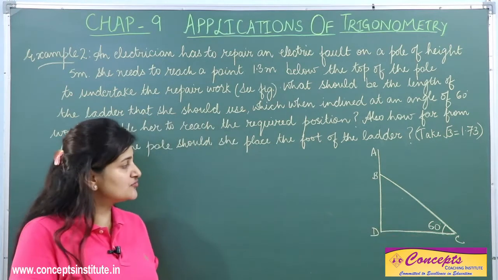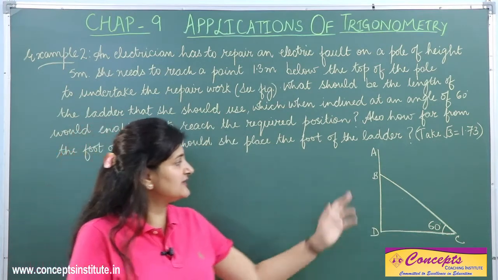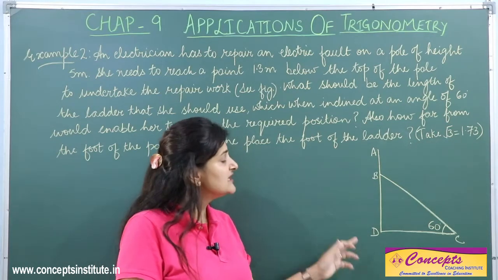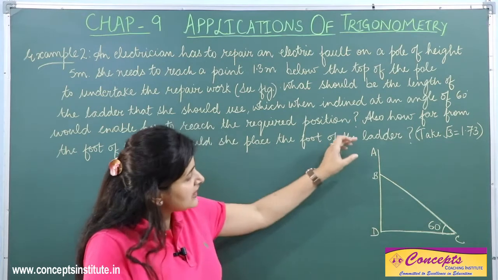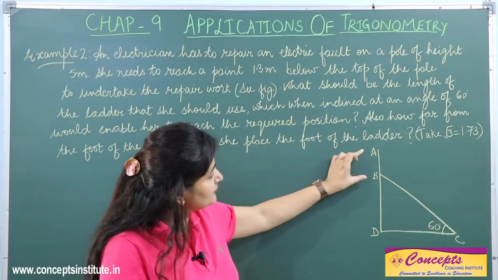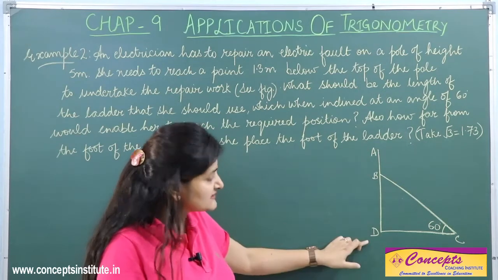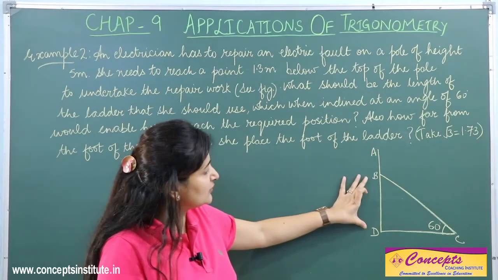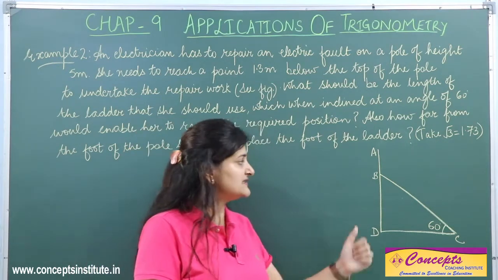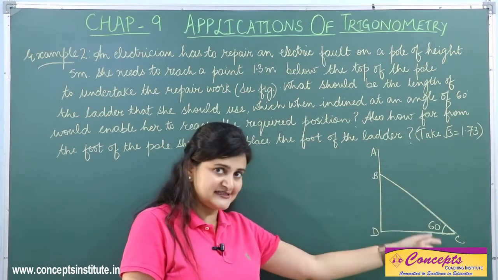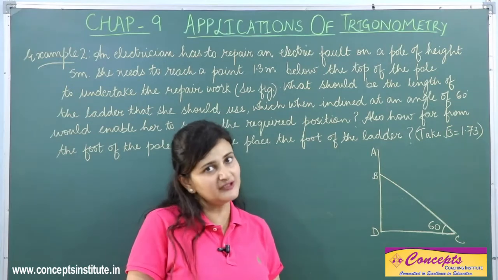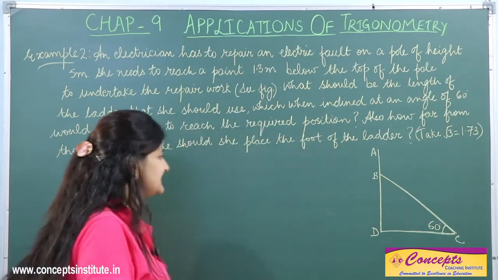So what are we supposed to find out? See, if I take that BC is the ladder and AD is the pole, right? So she has to reach a point which is 1.3 meters below the top, right? So that means this distance is 1.3, the total distance is 5. So I would be able to calculate BD by subtracting. What am I supposed to find out is the length of the ladder, that is BC, and also the distance of the foot of the ladder from the foot of the pole. So let's find it.